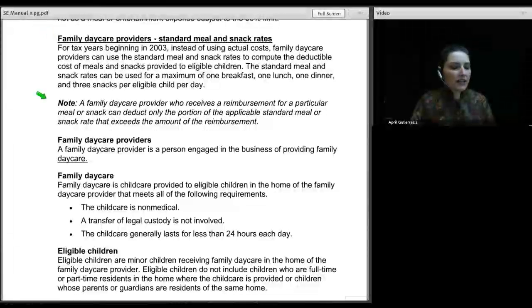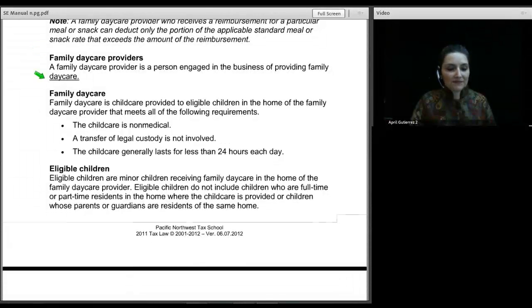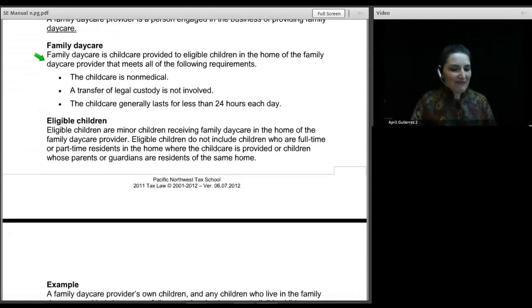Note that if a family daycare provider receives a reimbursement for a particular meal or snack, that daycare provider can deduct only the amount that exceeds the amount of the reimbursement. Who is a family daycare provider? A family daycare provider is a person engaged in the business of providing family daycare. Go figure. What is family daycare? Family daycare is child care provided to eligible children in the home of the family daycare provider that meets all of the following requirements.